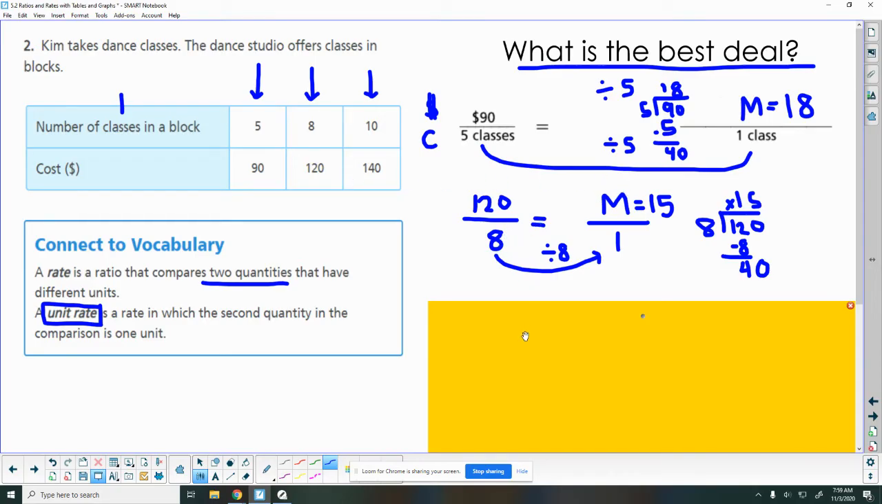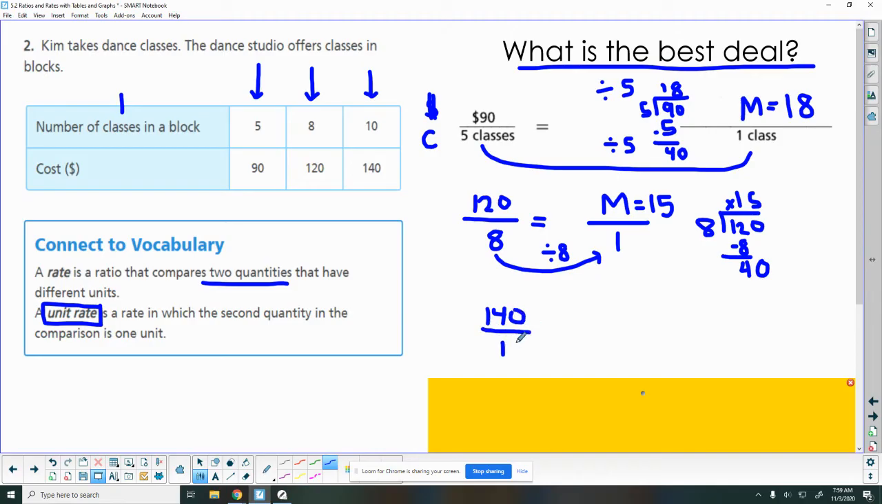So I want you to go ahead and see if you can figure out, using the same strategy, how much the classes for 10 cost. So put the money on the top, divided by 10, and we're trying to, so money on the top, I'll even help you set it up here. We're dividing it by 10, and we're trying to figure out how much one class cost. So go ahead and see if you can finish that problem there and then come back and check.